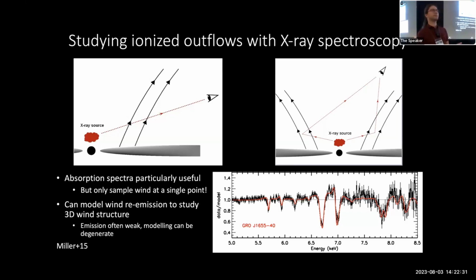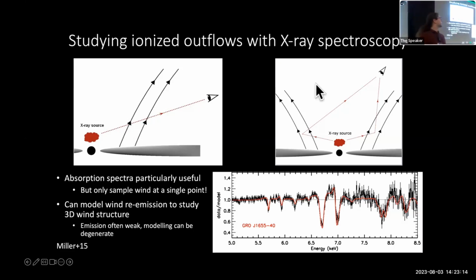These absorption line spectra are particularly powerful because they're relatively simple to interpret with photoionization models. And they inform us about the physical conditions of the material at this point where it is crossing our line of sight towards the X-ray source. However, that's also the big disadvantage of these spectra: we're only probing the properties of the material in this one point. And therefore, we can imagine that this is only a very limited picture of this full 3D structure and geometry of the outflow. And it is then very difficult to constrain its total mass outflow rate, total energetics, and therefore the total impact on the system.